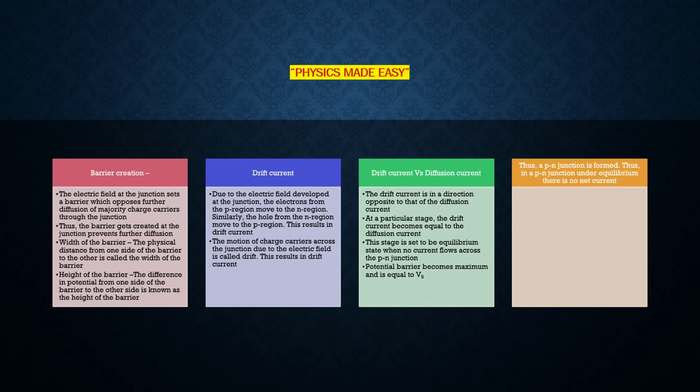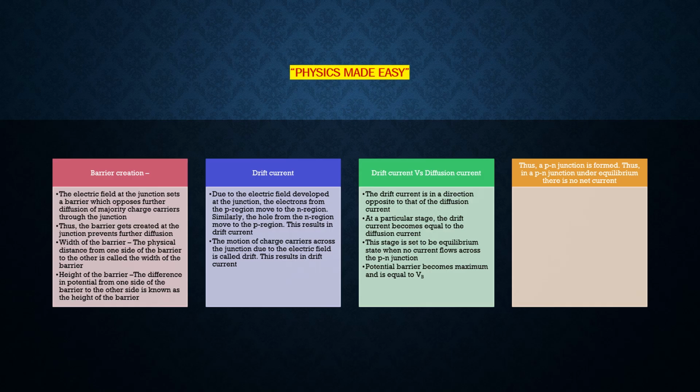And what about the width of the barrier? The physical distance from one side of the barrier to the other side is called the width of the barrier. And what is the height? The difference in potential from one side of the barrier to the other side is known as the height of the barrier. The next important thing that we got to know is the drift current.